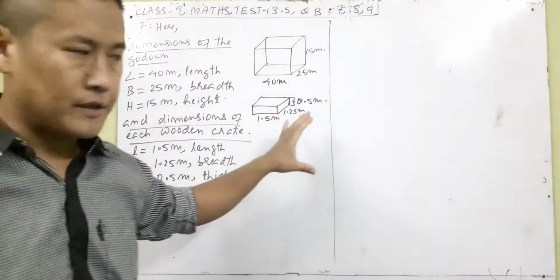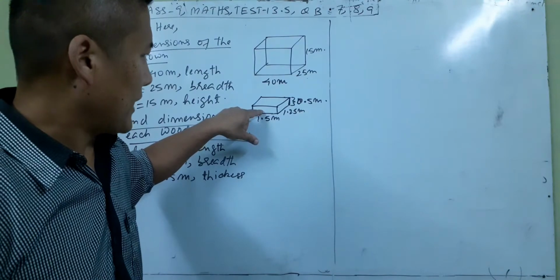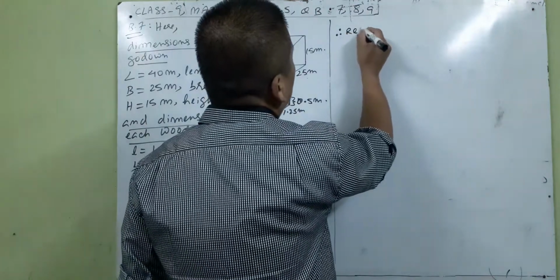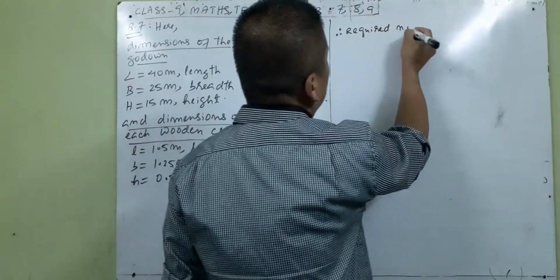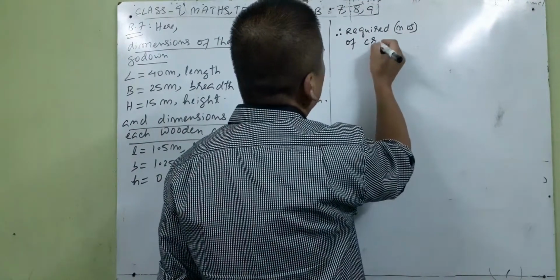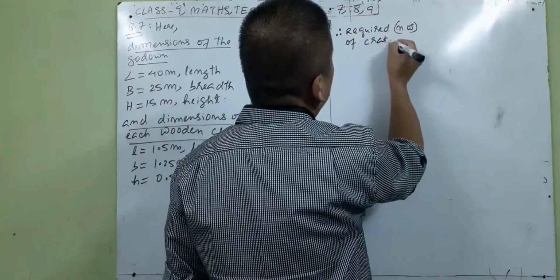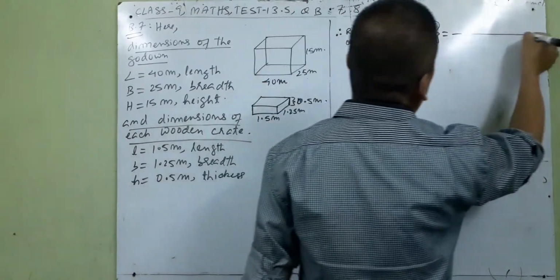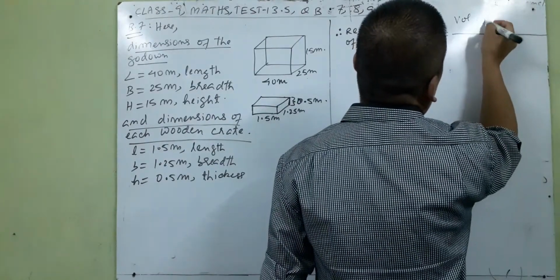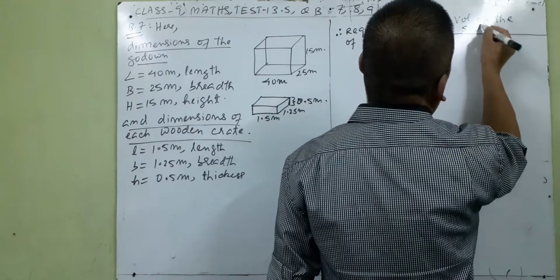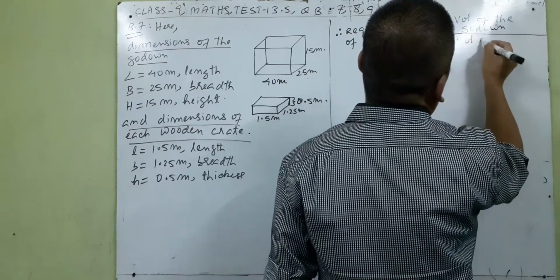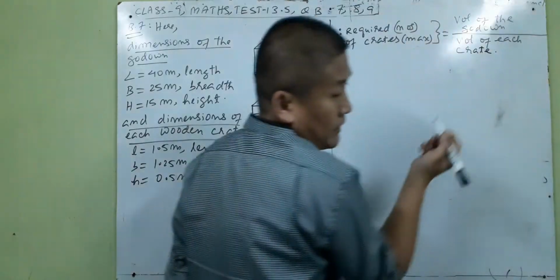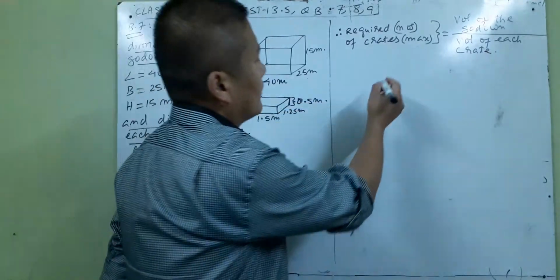With these dimensions, the question is asking how many crates of this size can go. So for that we write here, therefore required number of crates, that is the maximum that can go inside, will be simply given by the formula: volume of the godown divided by volume of each wooden crate, or you can write in short simply as crate. Okay, it's just a matter of solving it, so just do it patiently.